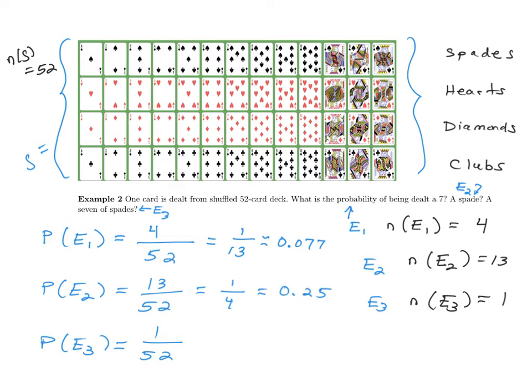That cannot simplify. I don't think it has a nice decimal. If you want to approximate this with a decimal number, you could put 0.019, which is about 2%, almost a 2% chance that you'd be dealt that card. Here's the exact value, here's a rounded decimal, and those are the probabilities for these 3 events.